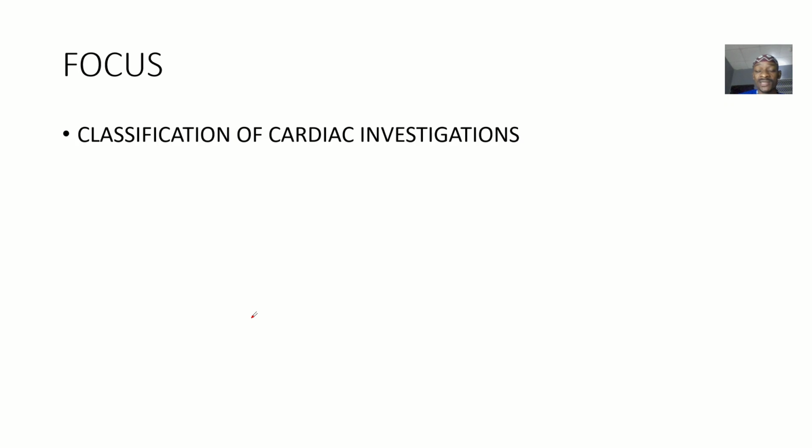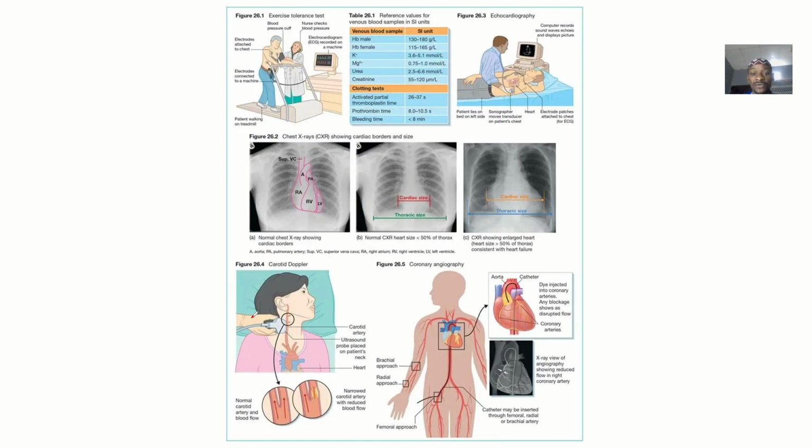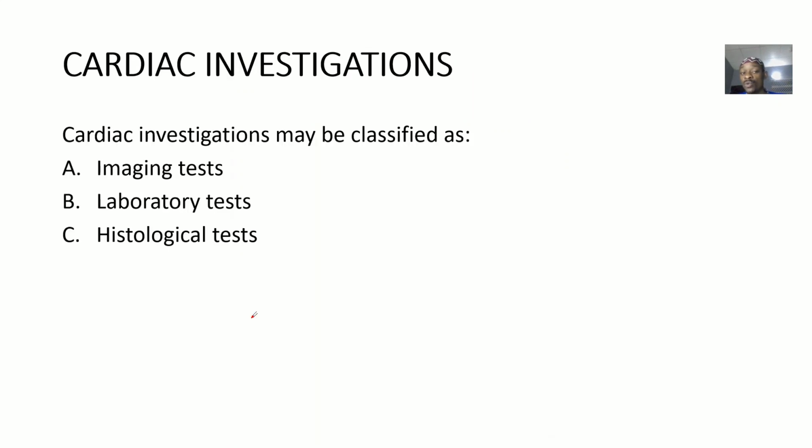In trying to investigate, you can be investigating for disease conditions like maybe coronary artery disease, maybe pulmonary edema, maybe pleural effusion, anything that is affecting the heart. You can investigate for it. This is just an overall video, so we just stated the classifications. I'll pick the imaging test, do a video on it, laboratory test, do a video on it, histological test, do a video on it.